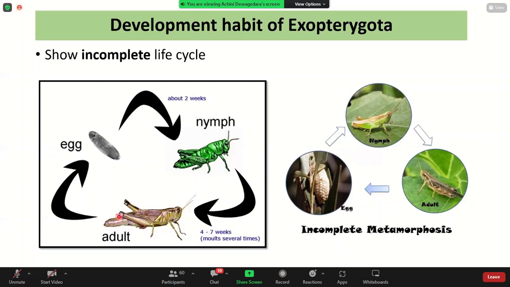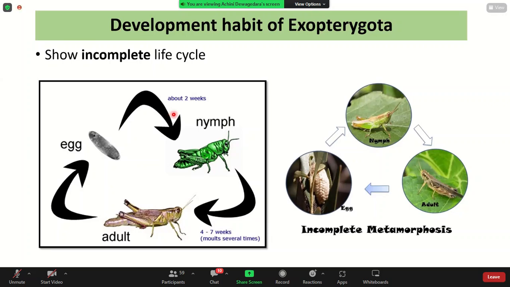Those are the 3 life stages in exopterygotes: egg, nymph, and adult. From the adult, the adult female and adult male will mate together, and the female will lay eggs. That is the incomplete life cycle. Incomplete means they have 3 life stages.